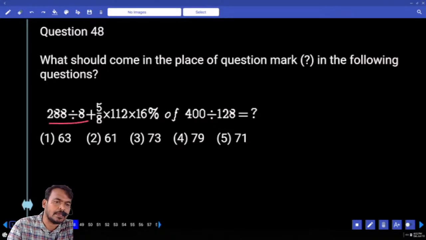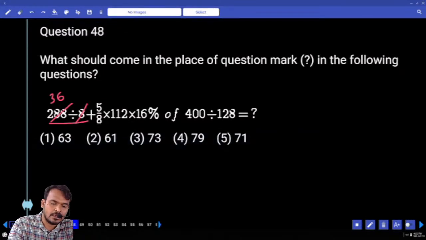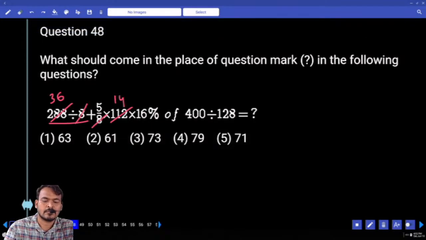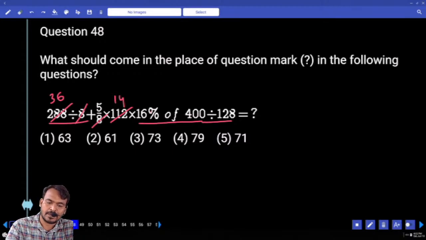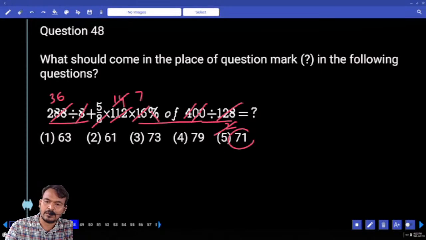288 divided by 8. 8 almost 3 times. Again 6 times. 5 by 8 of 112, 8 how many times? 14 times. And 16% of which one? 400. Divide by which one? 128. First percent, 2 zeros are cancelled. 16 4s, how much? 64. How many times is it? 2 times. 2, how many times here? 7 times. 7 5s are 35, plus 36. 71.